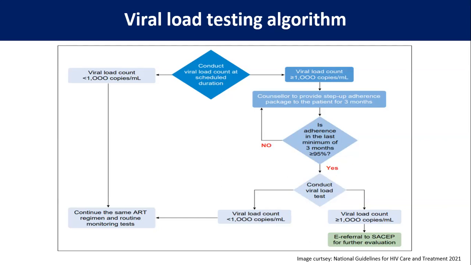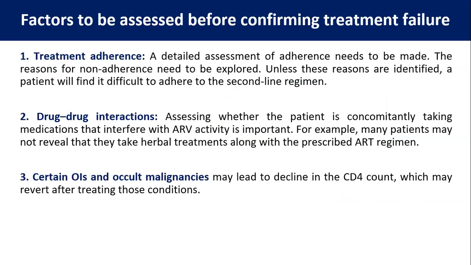But if the viral load is more than or equal to 1,000 copies per ml, then we refer the patient. Today's referral to SACEPs is an e-referral for further evaluation. That is, the patient need not visit the SACEP at the COE or Centre of Excellence or ART Plus Center. Over email, we will be sharing all the documents of the patient, and the SACEP will decide based on the documents. Sometimes they may need to talk to the patient, in which case the patient may be requested to come to the ART center at a particular fixed time.